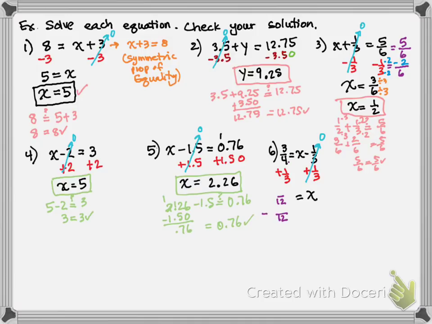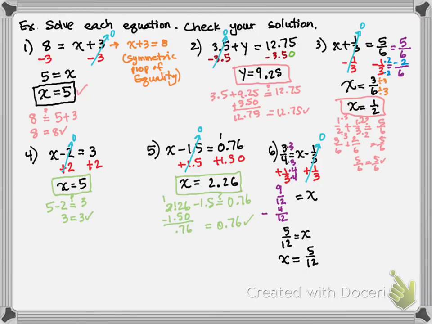So I had to multiply 4 by 3 to get to 12. 3 times 3 is 9. 3 times 4 is going to give me 12. 1 times 4 is 4. So when I subtract 9/12 and 4/12, I get 5/12. So I'm going to rearrange that and make it x equals 5/12.